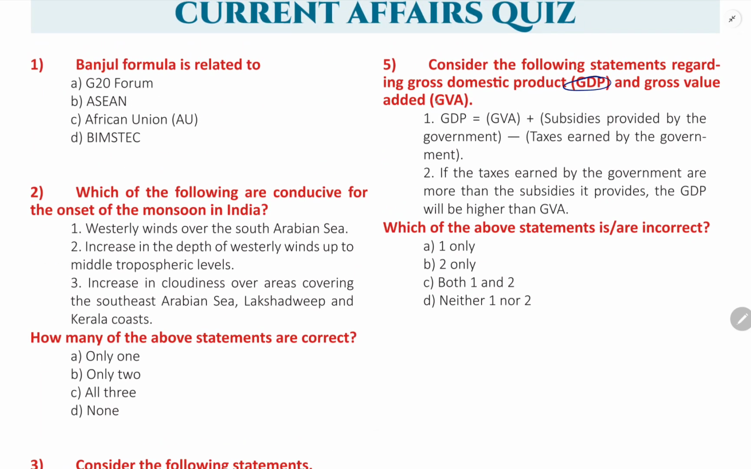This question talks about the GDP and the GVA. Consider the following statements regarding the GDP, that is the gross domestic product, and GVA, that is the gross value addition. The first statement says that the GDP is equal to GVA plus subsidy minus tax. The next statement says if the tax earned by the government is more than the subsidy it provides, the GDP will be higher than the GVA. Now which one of the following is the incorrect statement? So the correct answer to the given question is A. That is, out of these 2 statements, the first is the incorrect one and the second is the correct one.